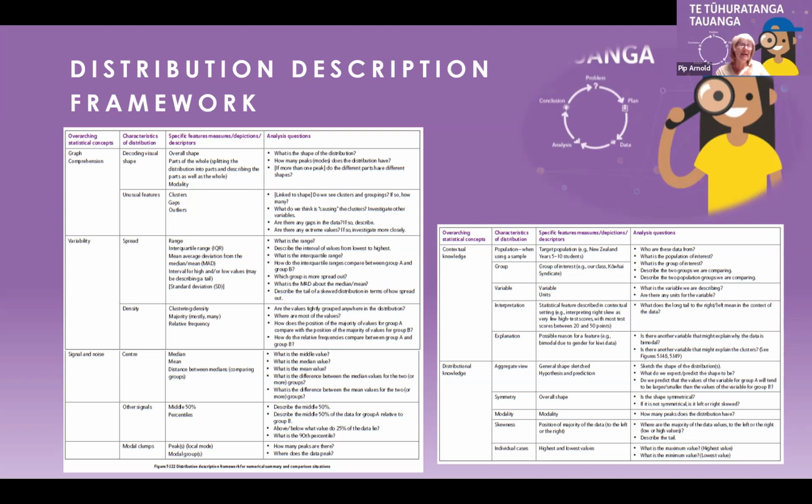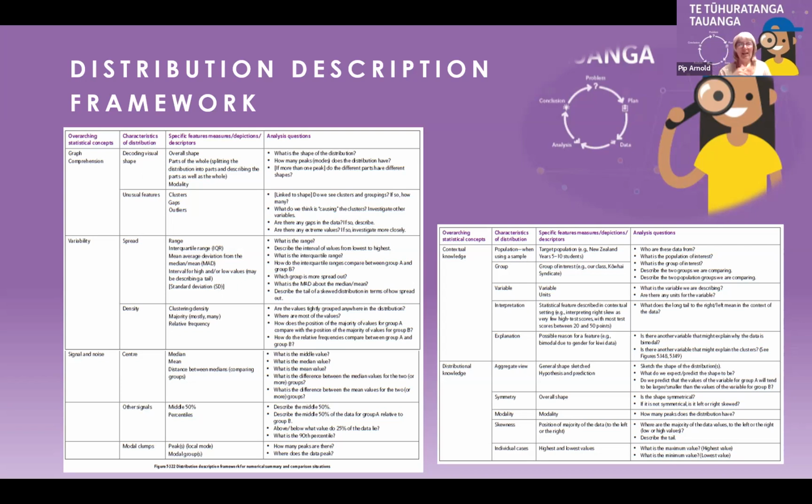But when we get down to describing our distribution, what we're doing in our head, I think most of the time, is we're asking ourselves analysis questions. In fact, we might even just go, I need to talk about who the data is from, what the population is, what are the groups I'm comparing, what's the variable, are there any units? So these are the questions that are often happening in here.